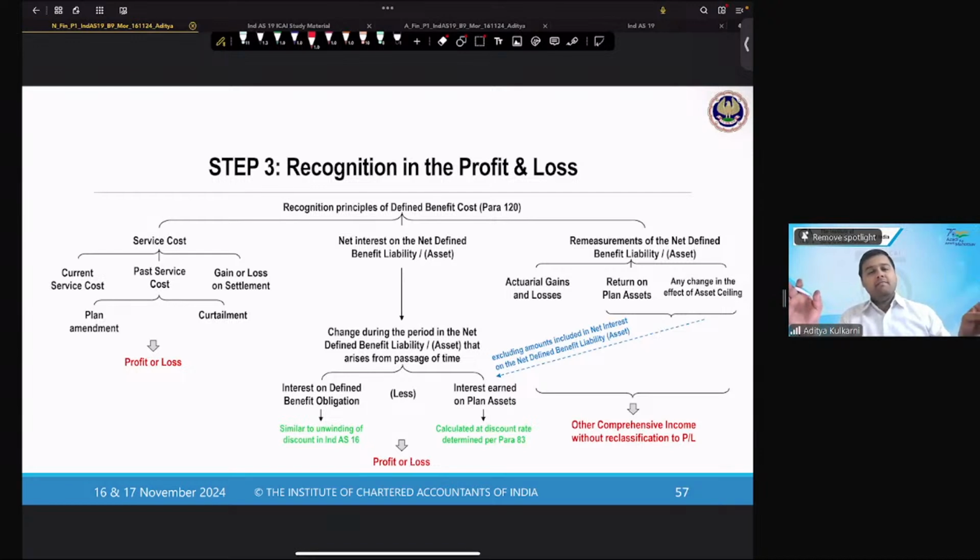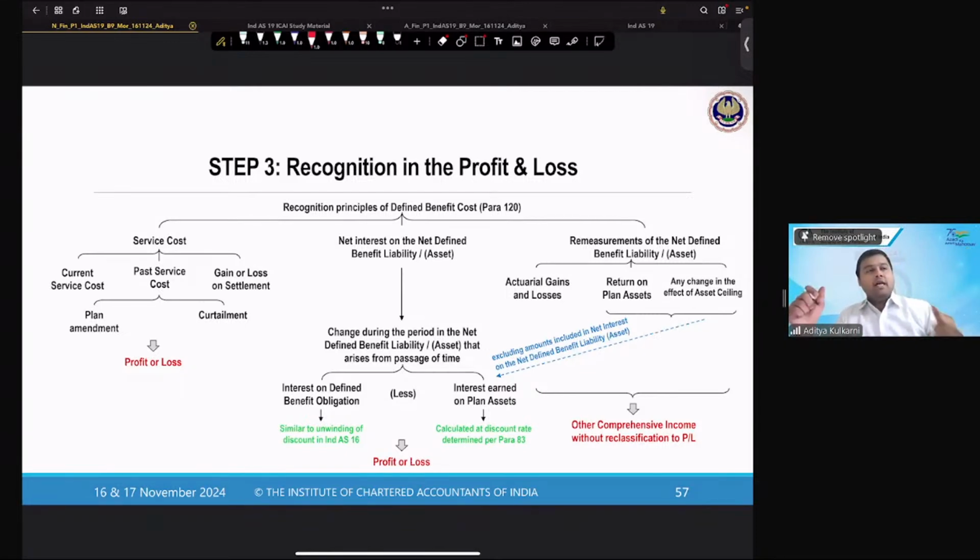There is a plan amendment, there is a plan settlement or curtailment. Because of this, something of the past gets hit in the current year. That also goes to my P&L. Are we okay with this? So I'm having two components. One is the service related costs, past or present, which hits the P&L. The other side is the interest on the obligation that is getting unwound year after year. ये हो गया ऑब्लिगेशन का साइड. Coming to the assets. एसेट्स में what happens? In the assets I am having contributions which I make.